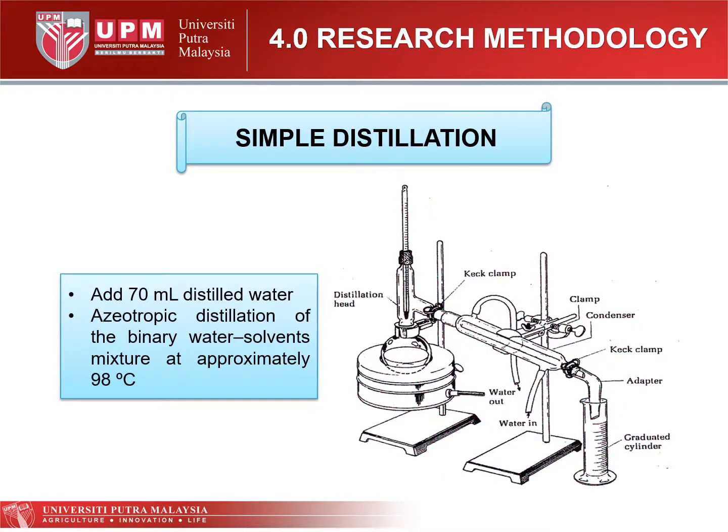The next step is simple distillation. Simple distillation is used to recover solvent. To perform it, 70 ml distilled water must be added to the sample, and then during azeotropic distillation of the binary water-solvent mixture, solvent will be eliminated from the round bottom flask. When the simple distillation is finished, lipid and water will be in the round bottom flask, and solvent plus water will be in the measuring cylinder.